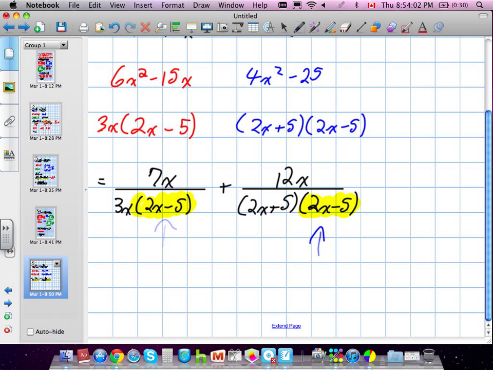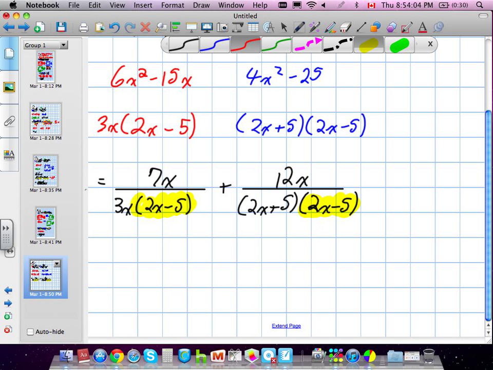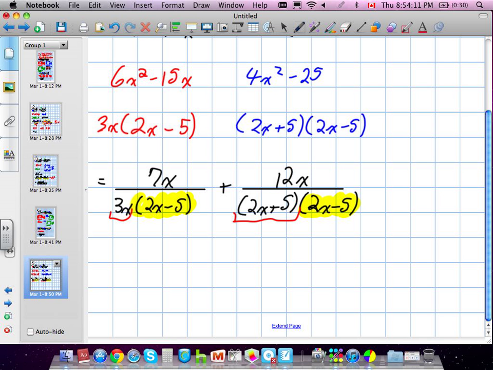So what does that mean I have to do to these fractions? For the 7x, you multiply it by 2x plus 5. Good. So I'm going to multiply the top by 2x plus 5. And just the top? No. Well, the bottom too. Yes, the bottom too. Good. 2x plus 5. And then what do I do on the other side? On the other side, multiply the top and bottom by 3x. Yeah, good.